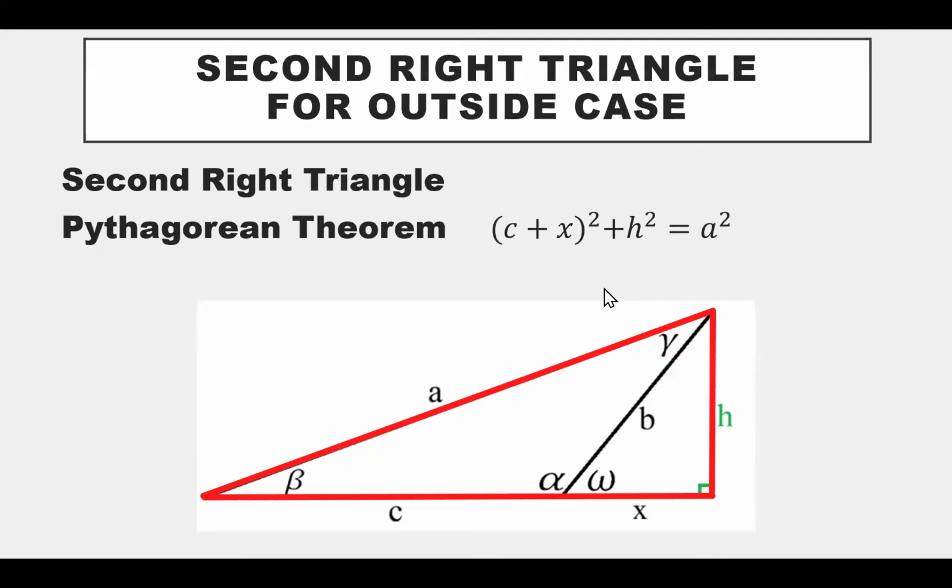Now the second right triangle is the one that I've highlighted in red. And you'll notice that one leg is going to be c plus x. Another leg is going to be h. And the hypotenuse is going to be a. So the Pythagorean theorem in this case will say c plus x quantity squared plus h squared is equal to a squared. And that's all we need from the second right triangle.